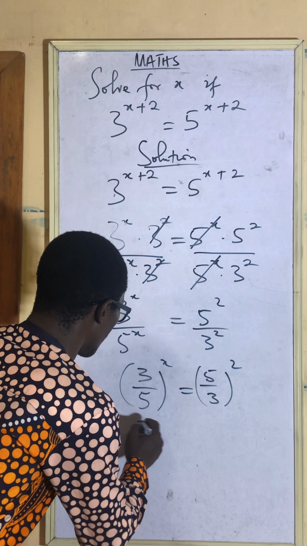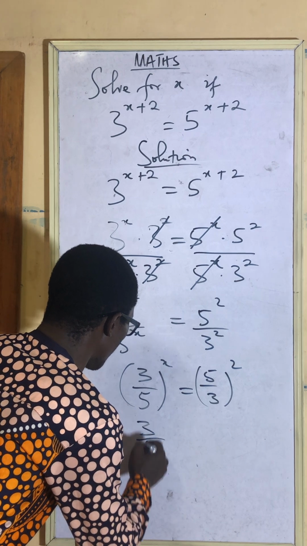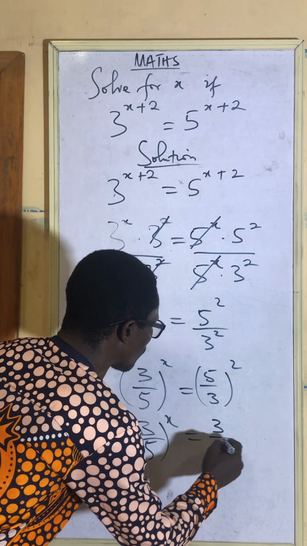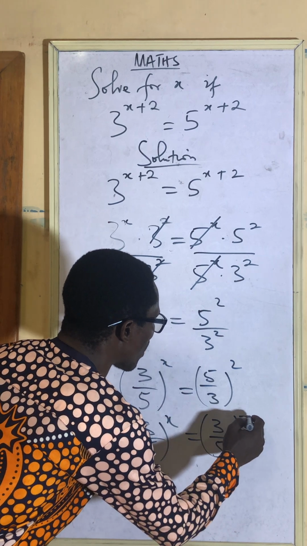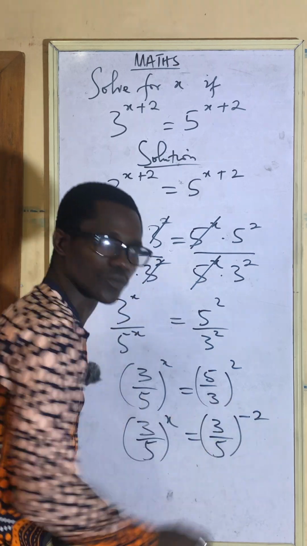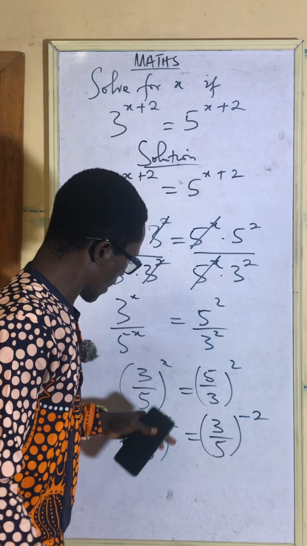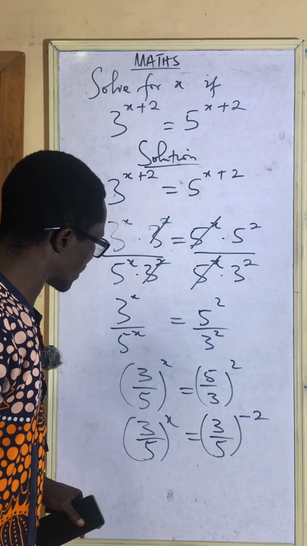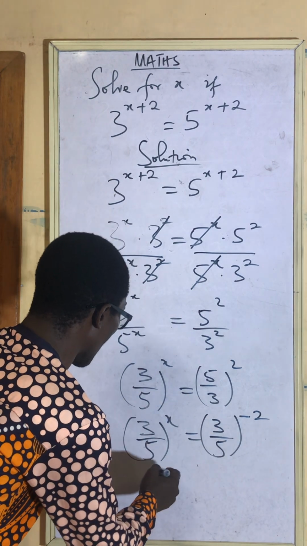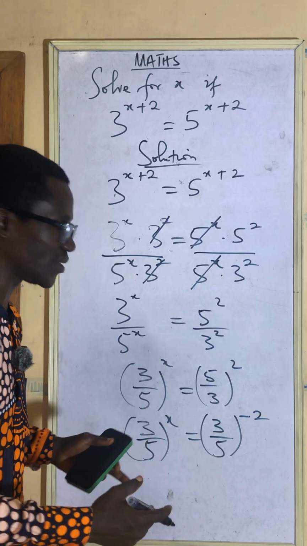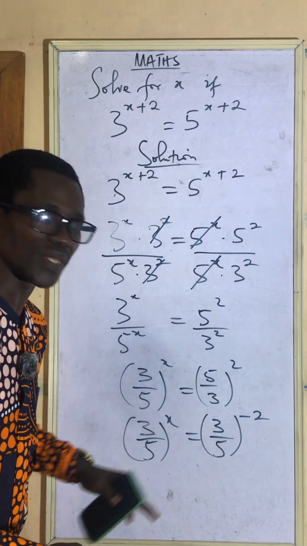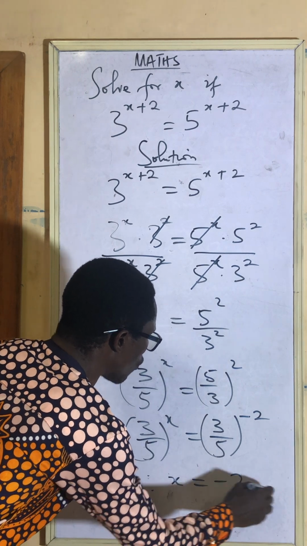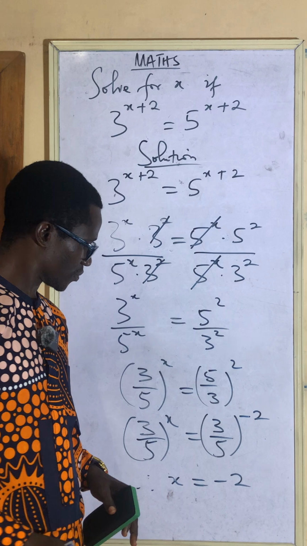And so I will be having 3 over 5 all raised to power x to be equal to 3 over 5 all raised to power minus 2. Now, the bases are the same. Since the bases are the same, it therefore means that we are going to equate the exponent. We equate the indices. It therefore means that my x is equal to minus 2.